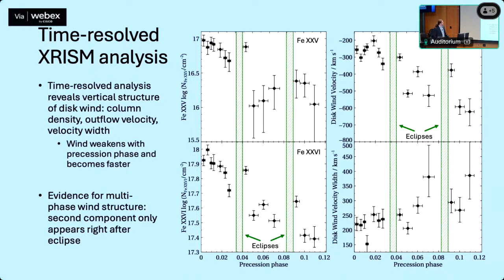And additionally, we also see these jumps in some of the points that seem to occur only after each eclipse. So this seems to be a new component of the wind that was not detected previously. Maybe some kind of wake that's following the secondary star, and it's only revealed in absorption when the neutron star comes out from obscuration by the secondary star.